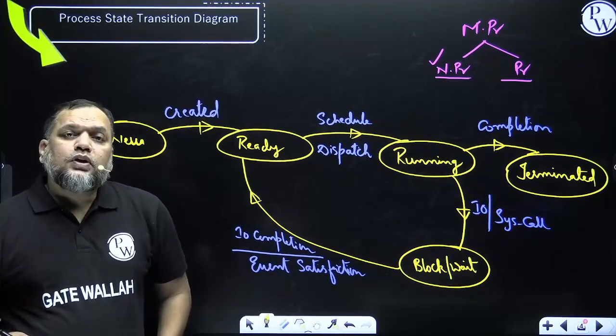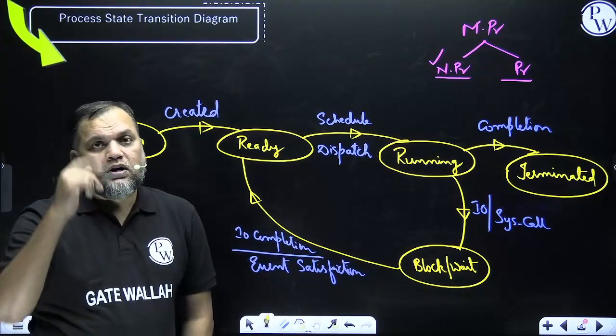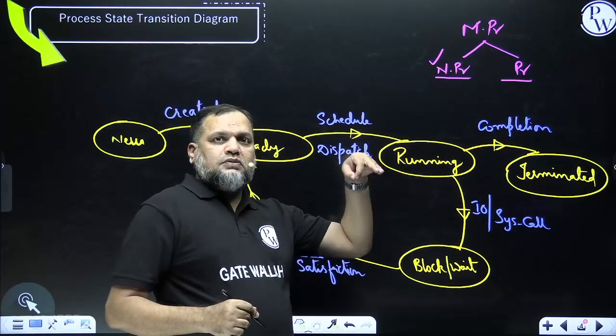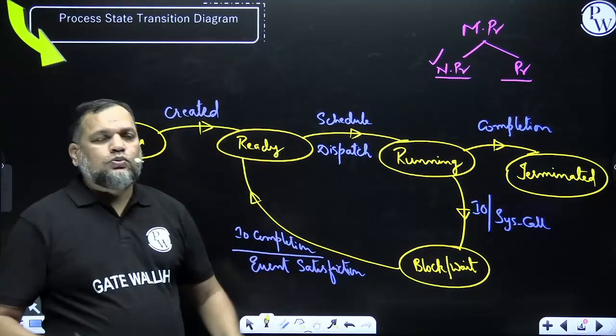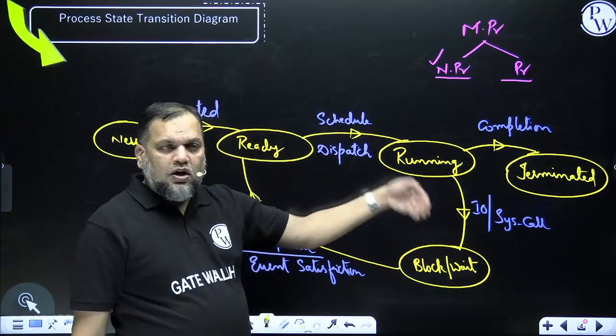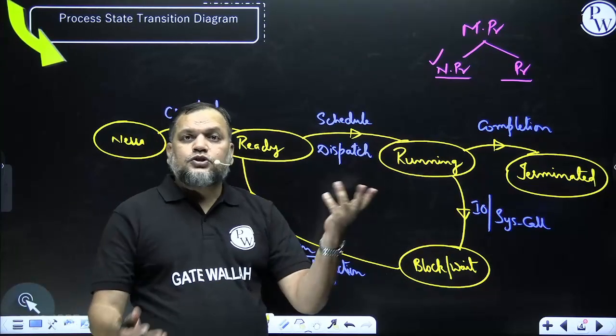So in that case, where should the process make a transition to? One mark question. The process is running on CPU. The operating system is forcing it to leave the CPU. Where should the process go to? Should it go to terminate? Should it go to block? Or should it go to ready? Naturally, it should go to ready.